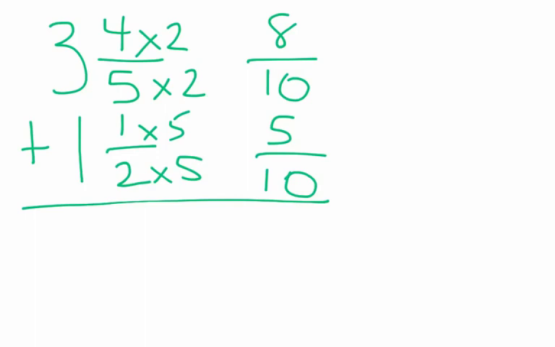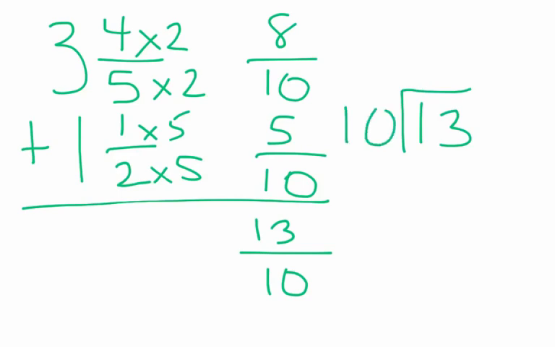Since they have the same denominator, I add. 8 plus 5 is 13/10. Notice I'm not dealing with the whole numbers. 13/10 is an improper fraction. I need to divide. 10 goes into 13 one time. My remainder is 3. 3 becomes my numerator.